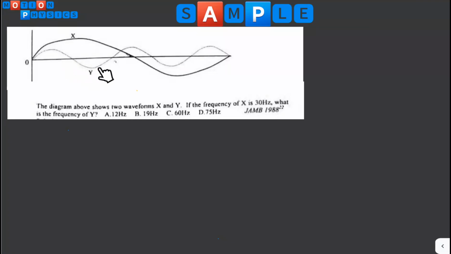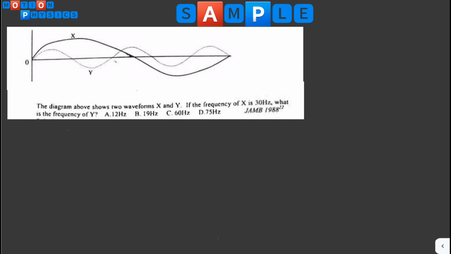Now, should you come across this question on waves in your forthcoming exam, here's exactly how to crack it. The question says the diagram above shows two waveforms x and y. So this is the waveform of x, and this is also the waveform of y. If the frequency of x is 30 hertz, what is the frequency of y?